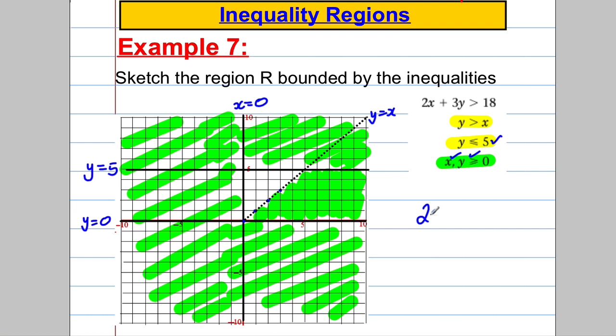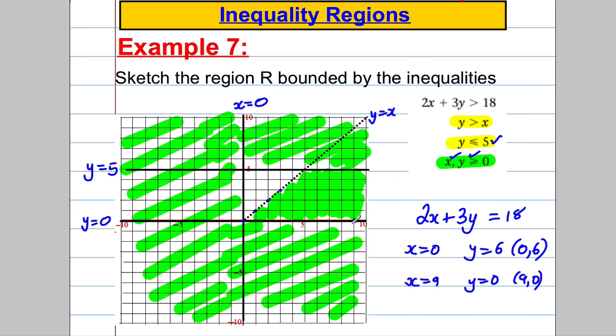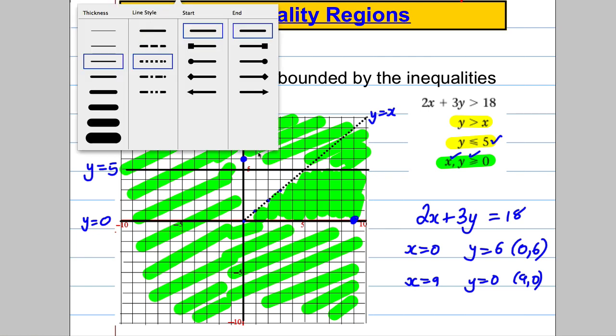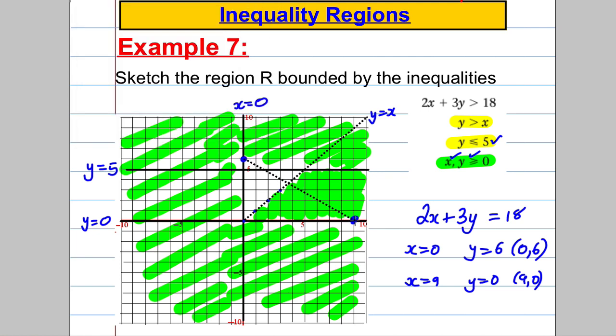So the last one we're dealing with is 2x add 3y is equal to 18. If I let x be 0, this would mean 3y was 18, so y would be 6. So we'll plot 0, 6. Alternatively, if I let y be 0, I'd have 2x is 18, so that x is equal to 9. So I'd plot 9, 0, which is here, and I could plot 0, 6, which is here, and I could draw a line between them, which must be a dotted line, because it's a strict inequality. So I'd do something like that.